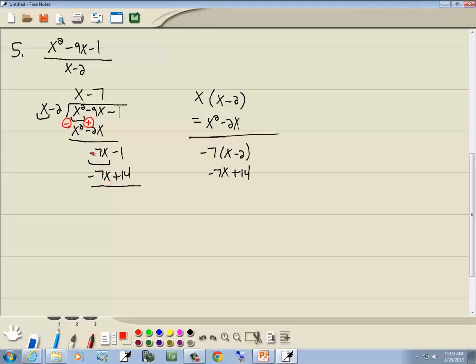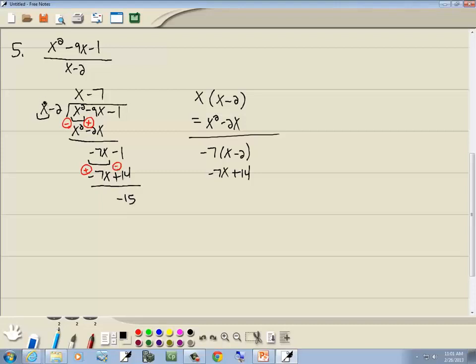Okay, there it's done. So we're going to subtract this line, which means flip the signs. So the negative 7x becomes positive. The positive 14 becomes negative. Negative 7x plus 7x drops away. Negative 1 and negative 14 gives us negative 15.